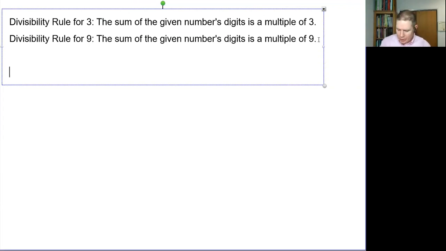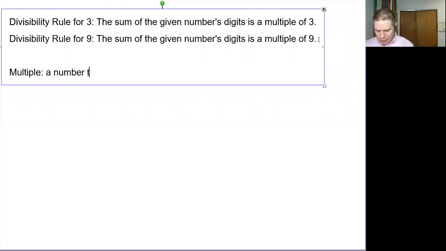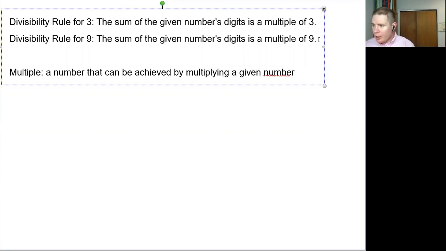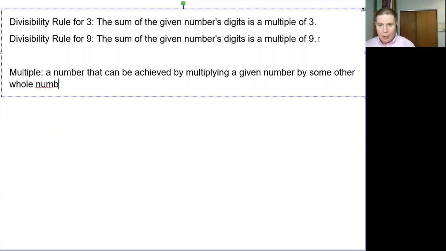And now is as good a time as any for a definition for a word I've used several times already, and that is this word multiple. A multiple is a number that can be achieved by multiplying a given number by some other whole number.